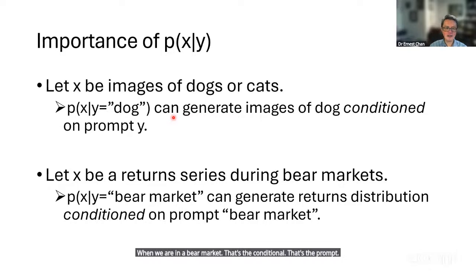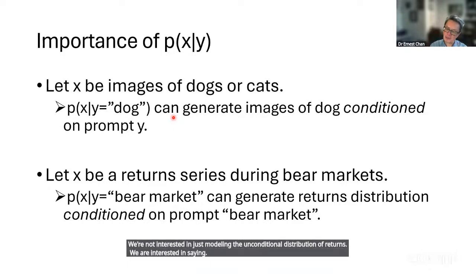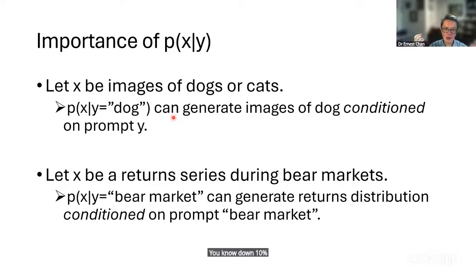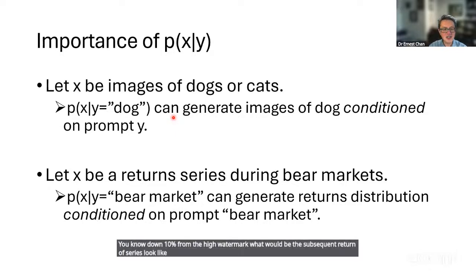We're not interested in just modeling the unconditional distribution of returns. We are interested in saying, now that we are in a bear market, let's say down 10% from the high water mark, what would the subsequent return series look like? What would be the conditional distribution of the returns? That's what a GenAI will give you.